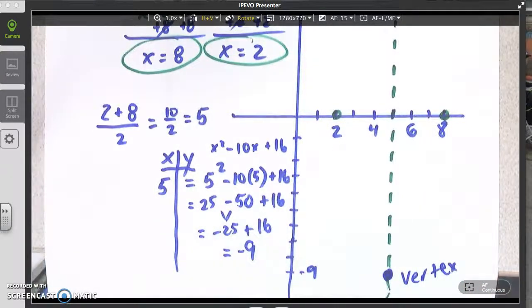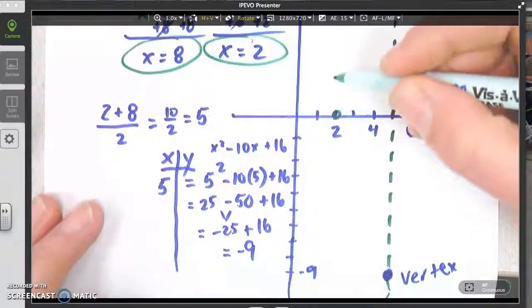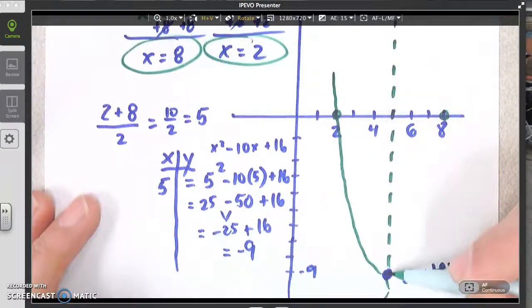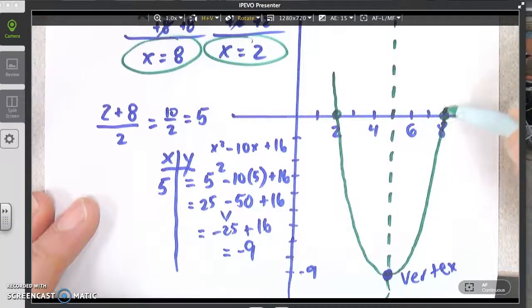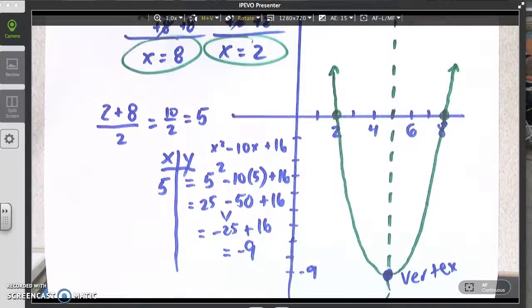The rest is just sketching the graph. So we know it goes through here. We know it goes through there. So let's make a smooth curve as best as we can. And it doesn't have to be perfect, but as long as you get in those points, try and make it as nice and smooth of a curve as possible. And there you go. You've got the vertex, you've got the intercepts, and you've just graphed a parabola by using factoring. That's one of the main reasons we're going to use factoring this year, is to help us graph stuff.